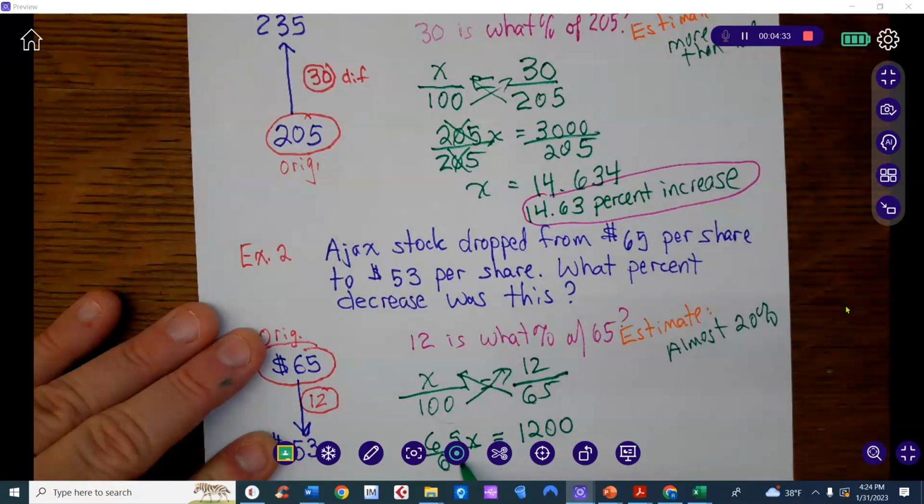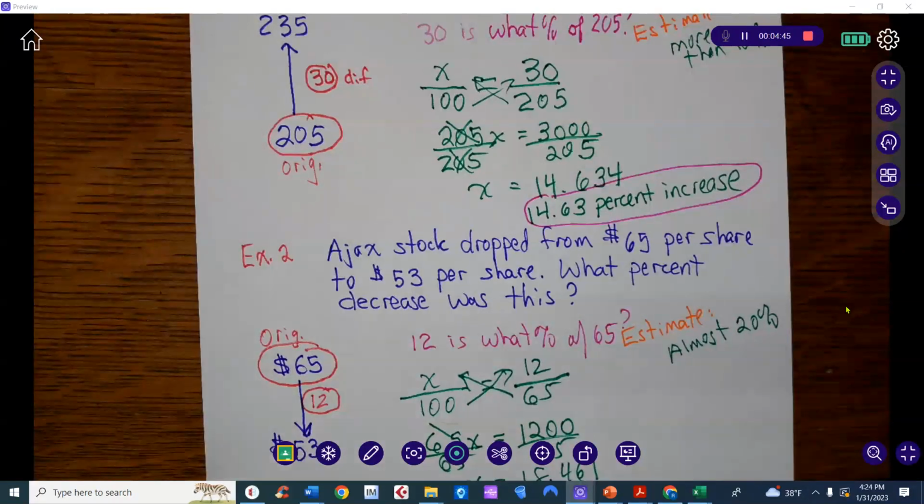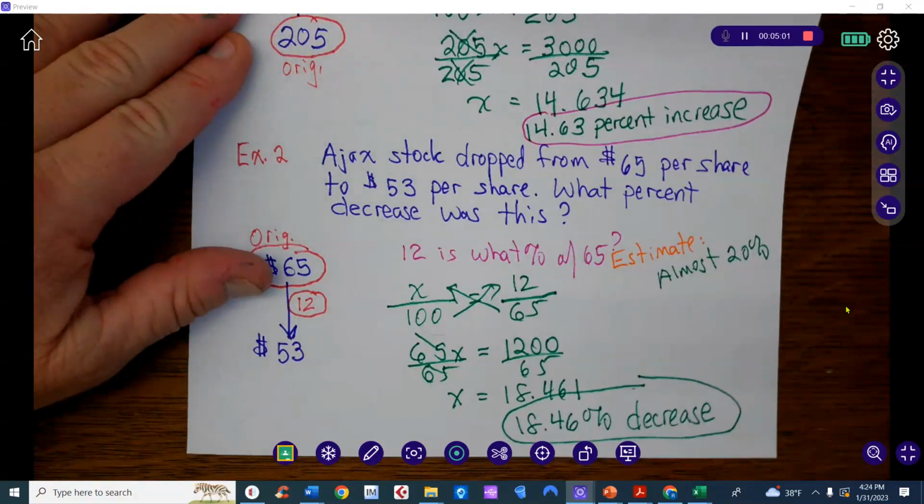Divide by 65. And cancel, and we'll get x is equal to 18.461. Now that's close to 20%, and so we had an 18.46% decrease. And there we go.